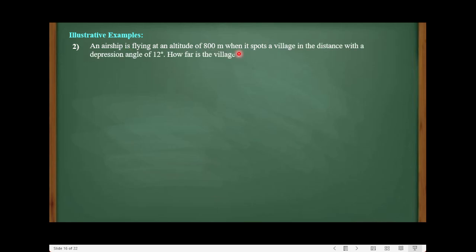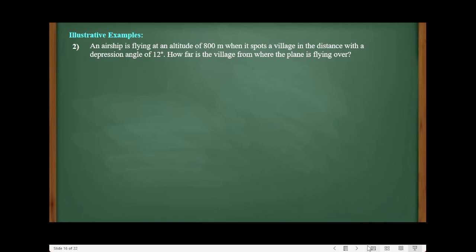Now for our next slide, we will consider the second example, problem number 2. And the problem goes like this. An airship is flying at an altitude of 800 meters when it spots a village in a distance with a depression or angle of depression of 12 degrees. Now the question is, how far is the village from where the plane is flying over?